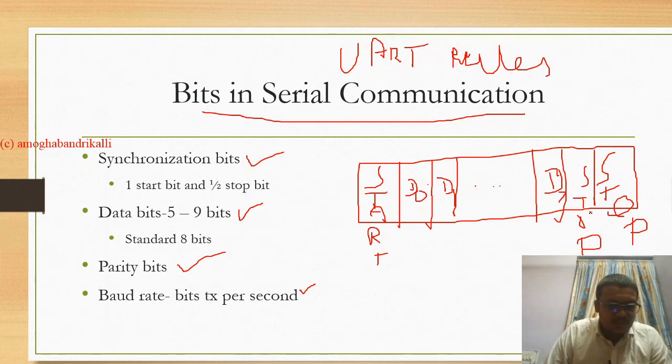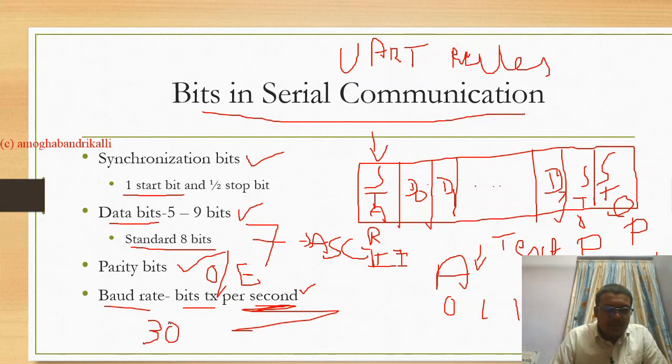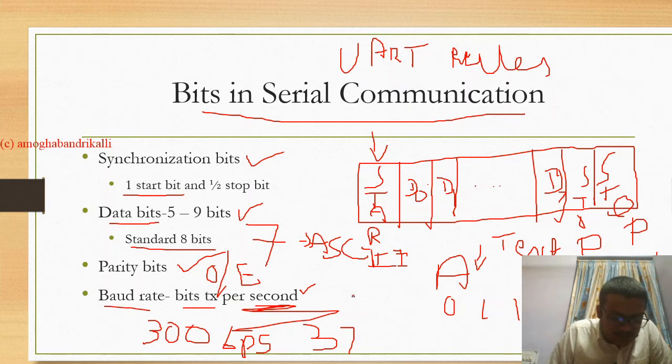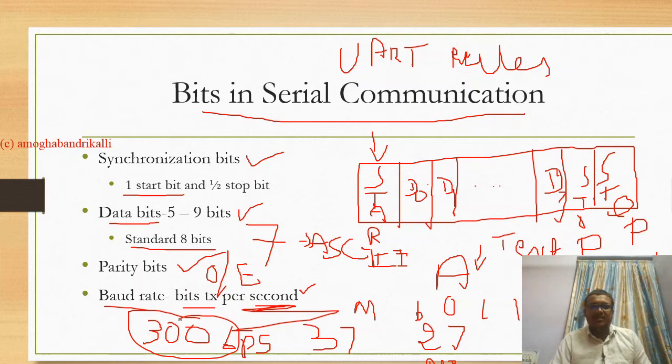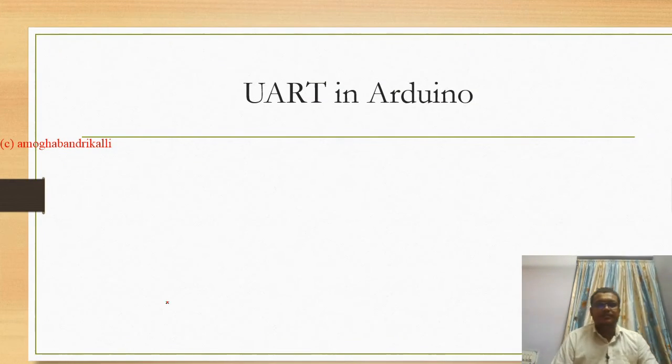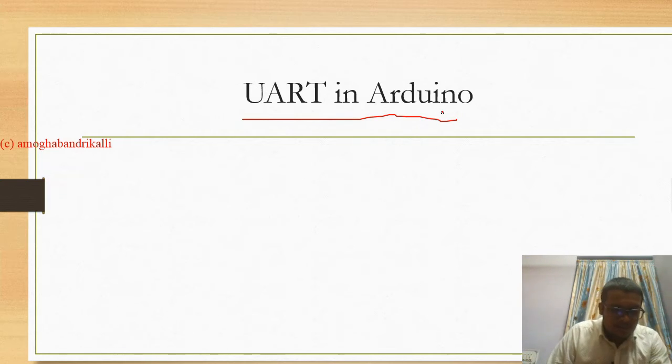Synchronous bits are the ones where, for example, if the bits per second is 300, you can transmit a maximum of 37 bytes. This is the maximum value, and the minimum value is 27 bytes. This is the minimum value and this is the maximum value if the baud rate is 300 bits per second.